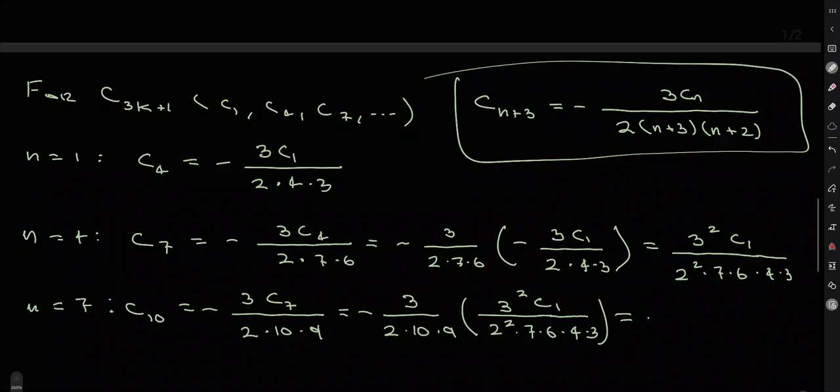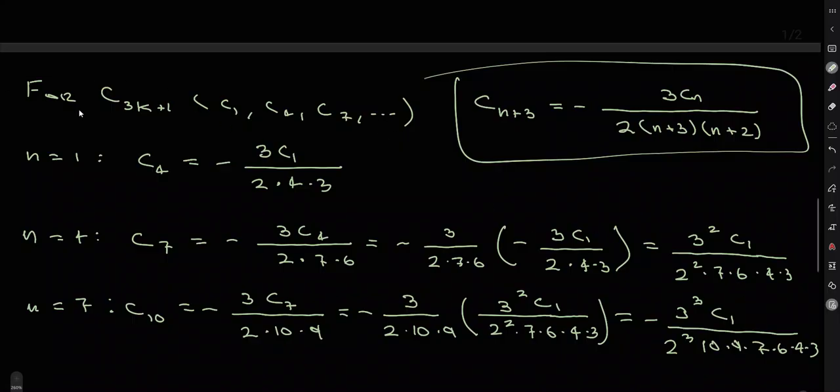This will be equal to negative 3 cubed C1, and then divide everything by 2 cubed. These two with these 2 squared becomes a 2 cubed. And then we're going to have the somewhat descending product 10 times 9 times 7 times 6 times 4 times 3, right? So, times 6, 4 times 3. All right, so we're essentially done computing the coefficients of the series.